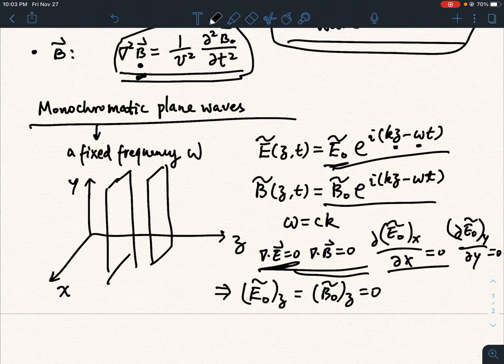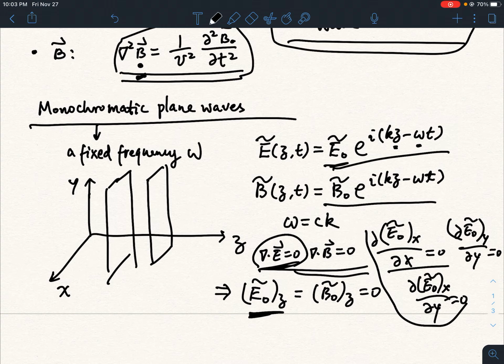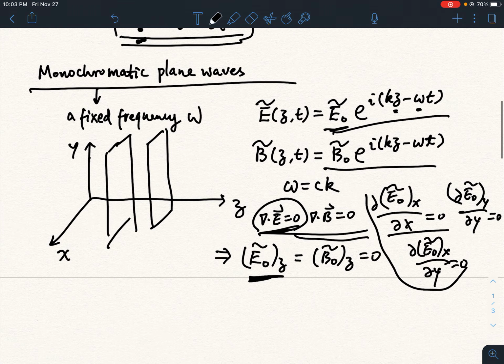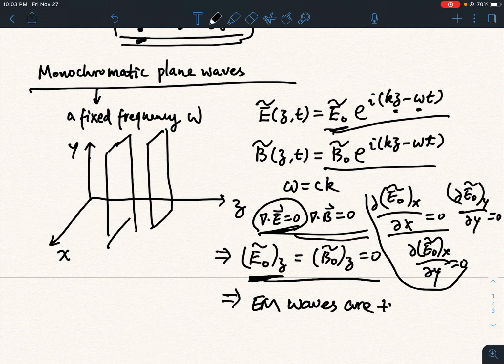Also, this partial of E0x has no y dependence, of course. So if you plug these things into this equation, you will find this. The wave is really only in the xy plane, the plane that is perpendicular to z. Since there are no z components, it says that electromagnetic waves are transverse waves.